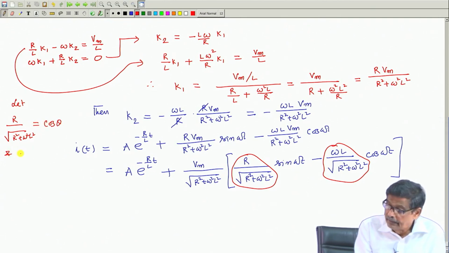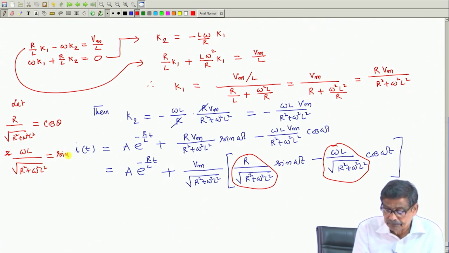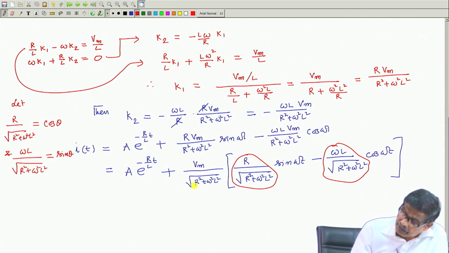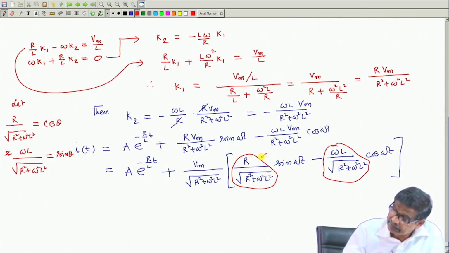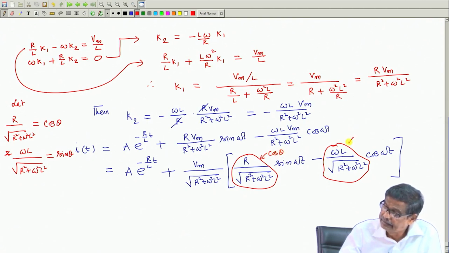And then omega L by this same square root has to be sin theta. Why? Because this square plus this square is 1. Therefore, in this equation, this is cos theta and this term is sin theta. So, I have sin omega t cos theta minus cos omega t sin theta.